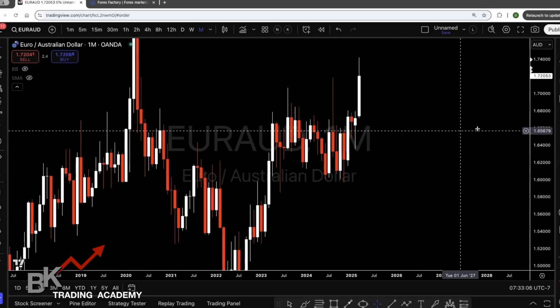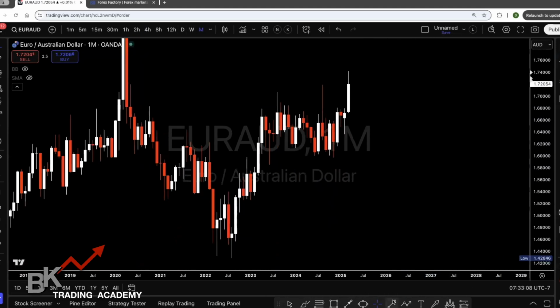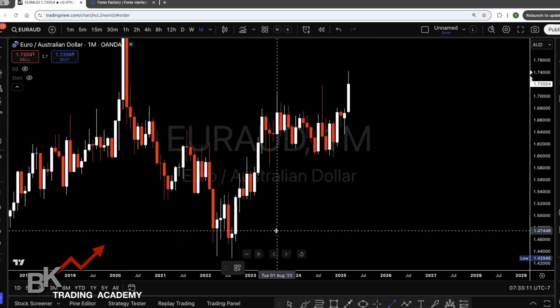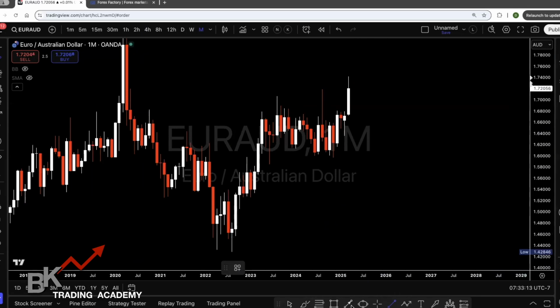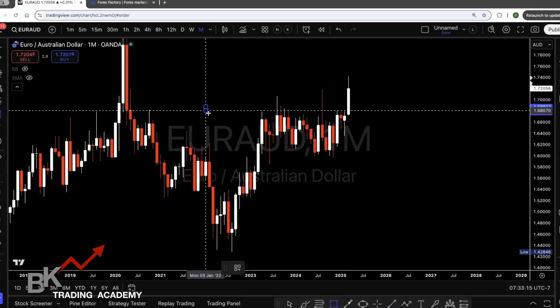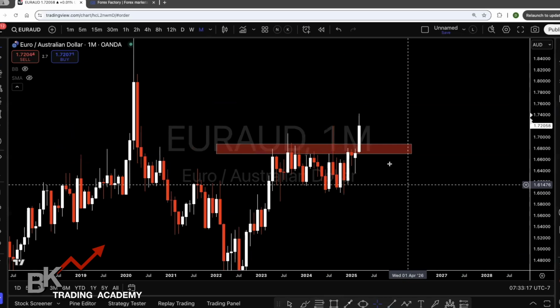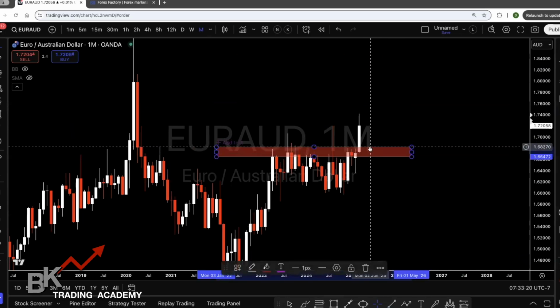So I'm on the monthly, and one thing that you will see is that we have a bullish structure here where the price is making higher highs and higher lows. Now you might spot that we recently just broke a key level here. So this is a key level resistance that was broken. That was mainly due to high impact news.